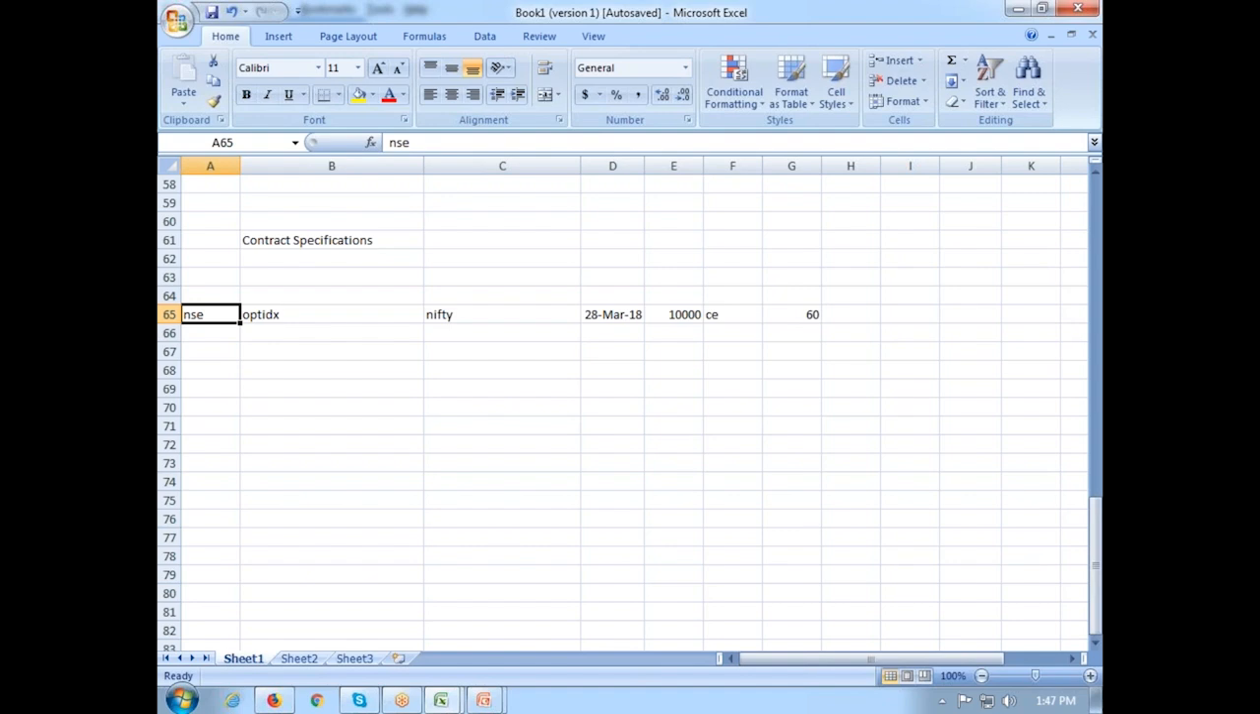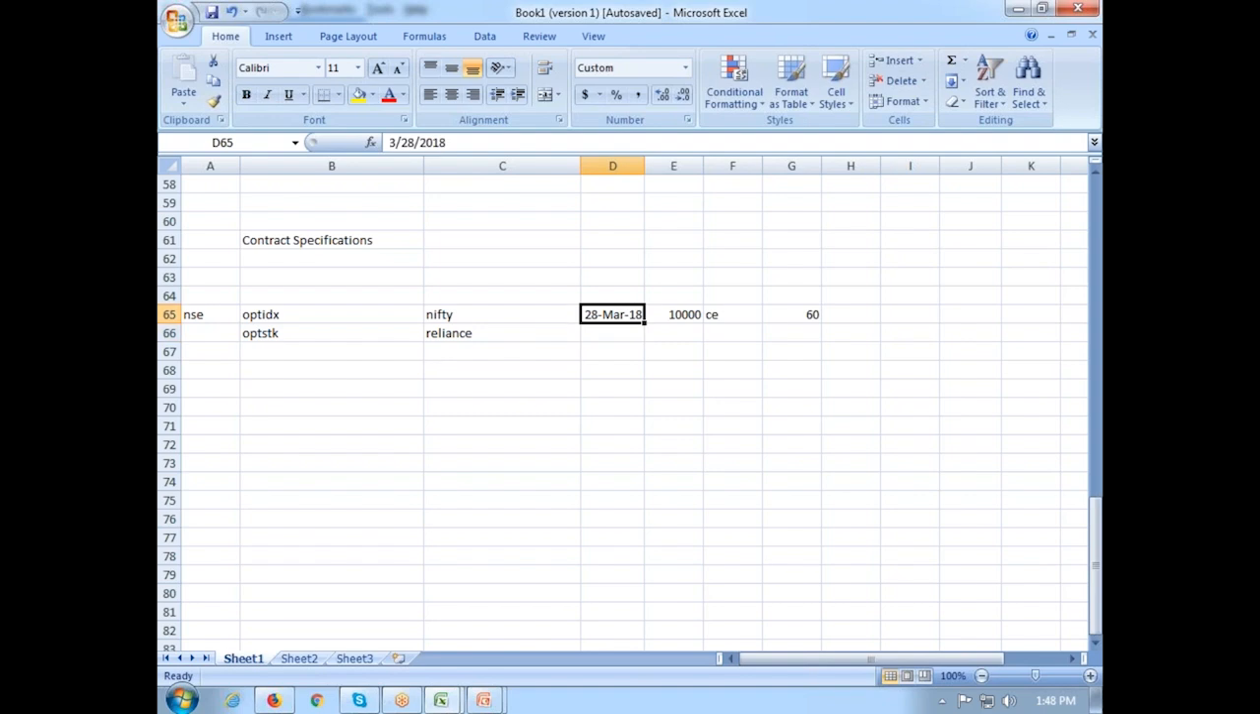OPT IDX stands for option index. IDX is index. If it is OPT STK, that means stock options. The underlying contract on which the options are there, Nifty, is the underlying contract. If it is a stock option, it could be Reliance, ACC, Ambuja, anything.